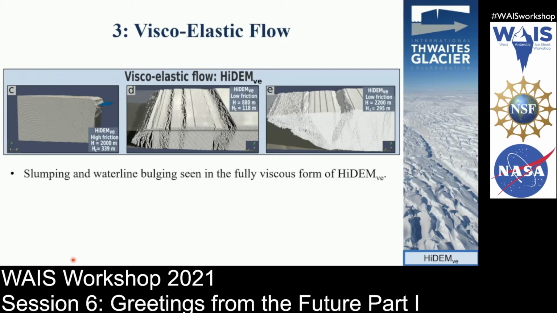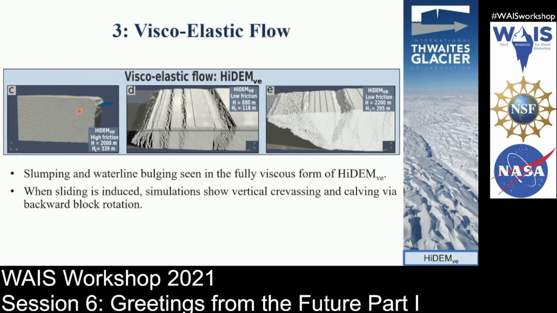Lastly, we conducted simulations of viscoelastic flow with HIDEM VE. When applied to the same model geometries as I was showing for simulations previously, and with limited basal slip, HIDEM VE simulations showed a pattern of waterline bulging similar to what we were seeing with the Elmer ice simulations earlier. However, we also see pronounced shear bands emerging up glacier from the calving face, and this was seen for the greatest thicknesses simulated with HIDEM VE.